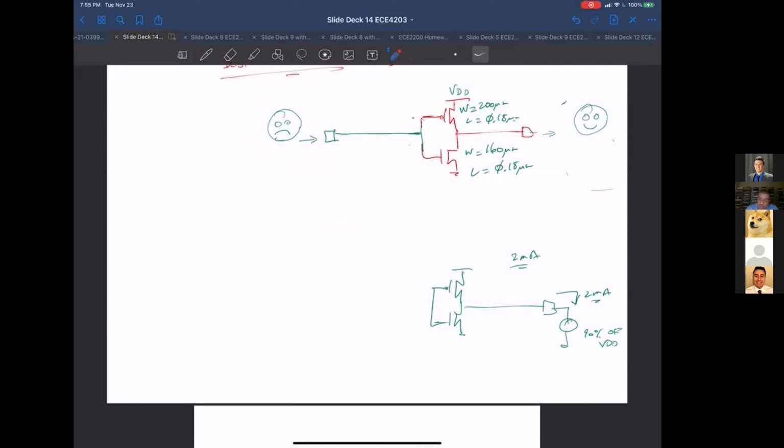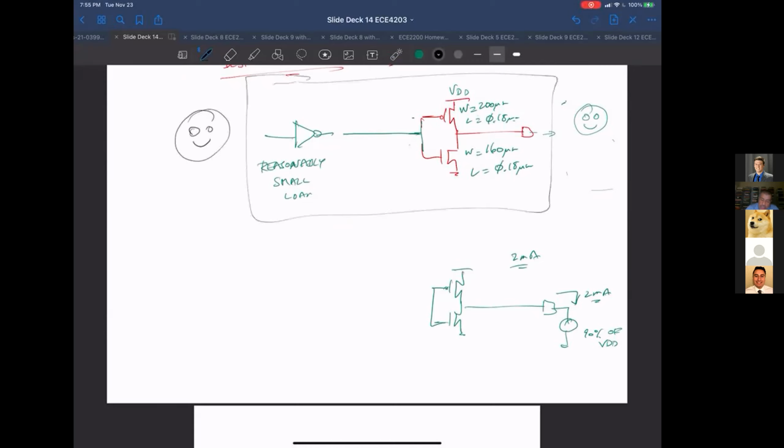So to make it easy for him and the rest of the team, there's a bunch of team members using this output driver. I mean, you could use it here, somebody else could be using it somewhere else. What they do is they ask you to have an input to this circuit that is reasonable. So a reasonably small load, so that the person using this circuit block can easily drive it.